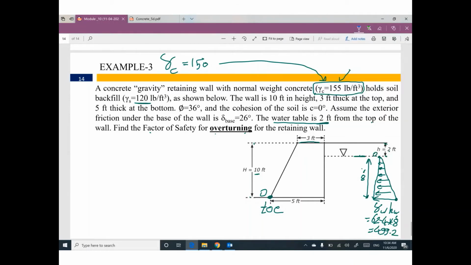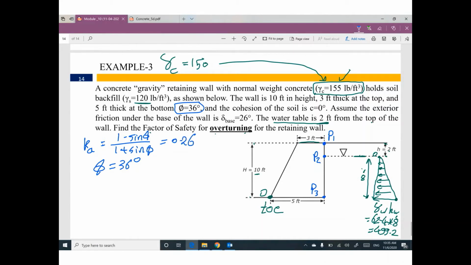For soil, we need to figure out the pressure at this point, P1, pressure at this point, P2, pressure at this point, P3. Remember, we will use a value for K active for a soil equal 1 minus sine phi divided by 1 plus sine phi. I think phi is given 36 degrees. So 1 minus sine 36 divided by 1 plus sine 36. It will be 0.26.